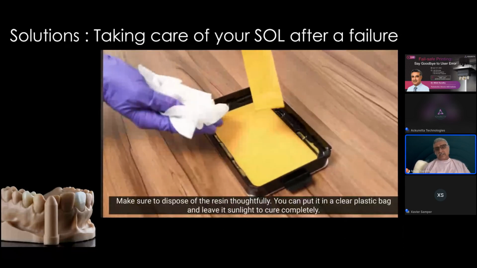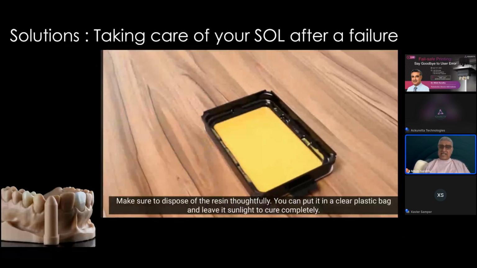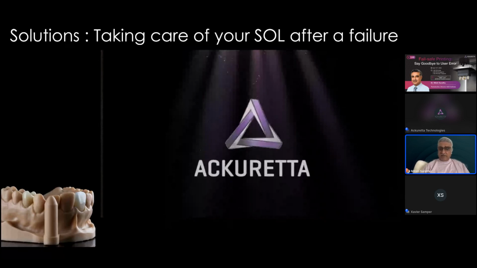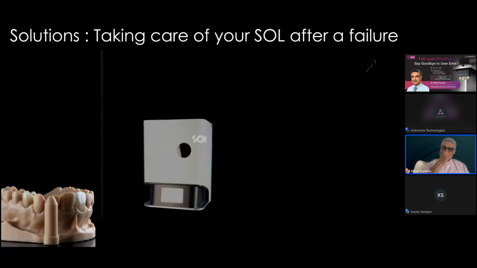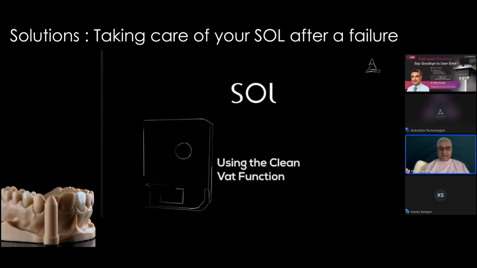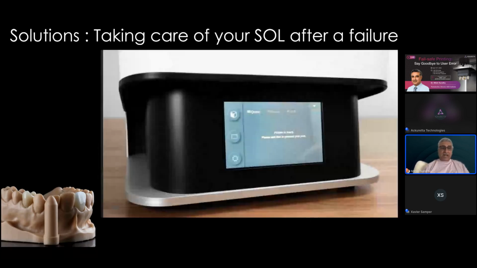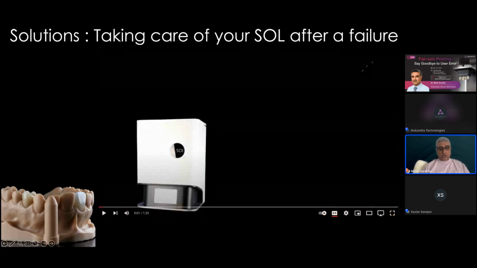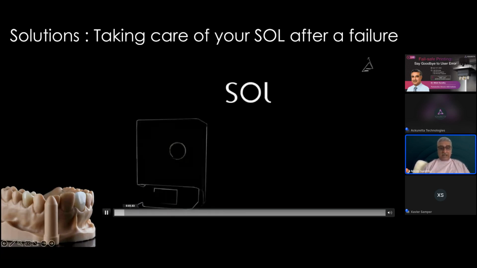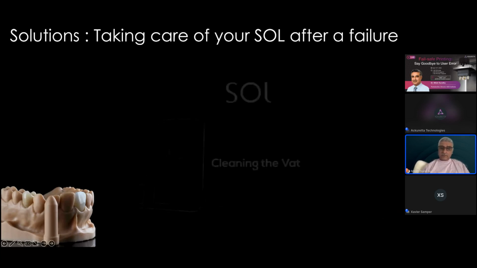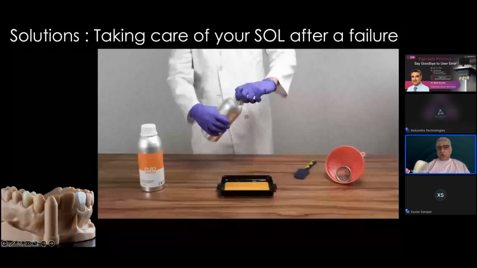Now, obviously, this is limited to the light source and the size of the light source. There are peripheral areas of the vat that are not fully covered. If you still have failures after you've done a clean vat function, then you would be smart to actually filter out your resin. How do we do that? And so if you're going to filter out resin, the smart way to do that is to actually get the resin bottle lined up.